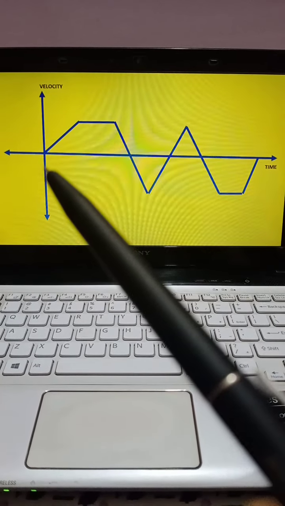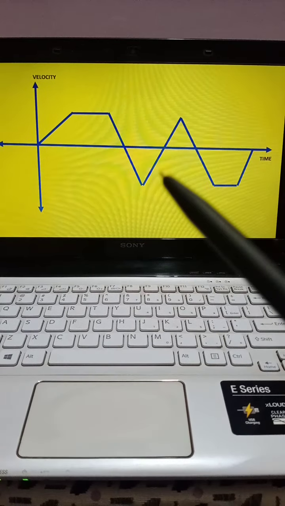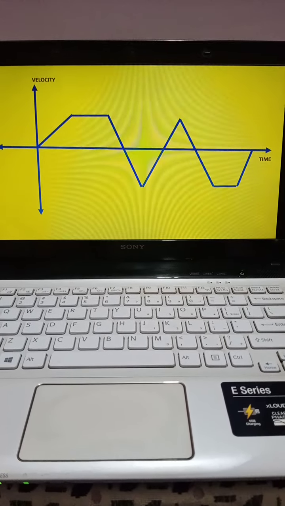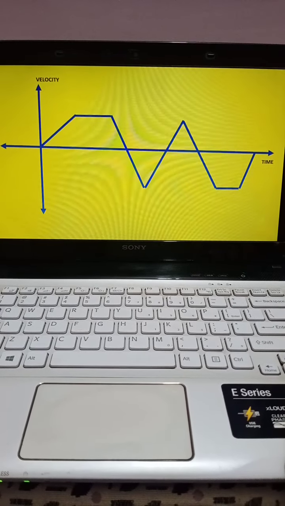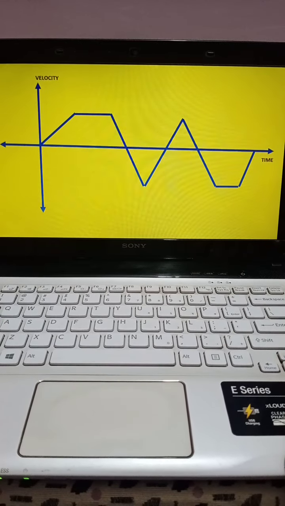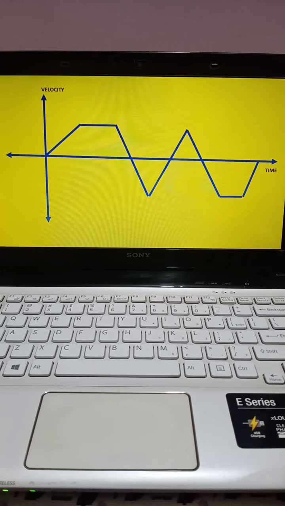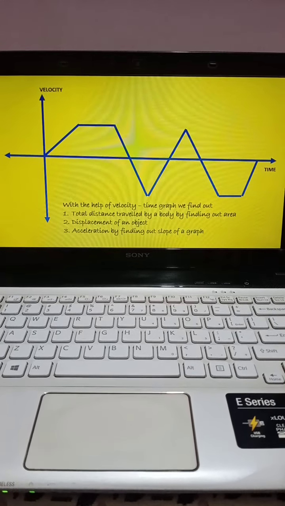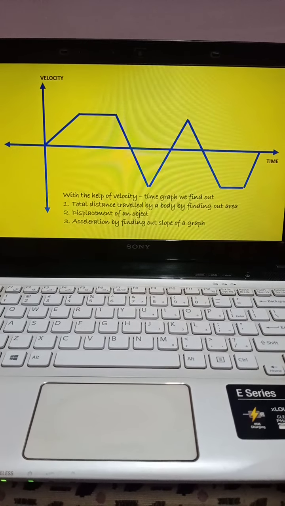While having this motion, you can see that when we have plotted the graph, it has covered different distances. Now with the help of the velocity time graph, we can find out the total distance traveled by this object, the displacement of an object, and the acceleration of an object. These are the three quantities we can find out with the help of a velocity time graph.